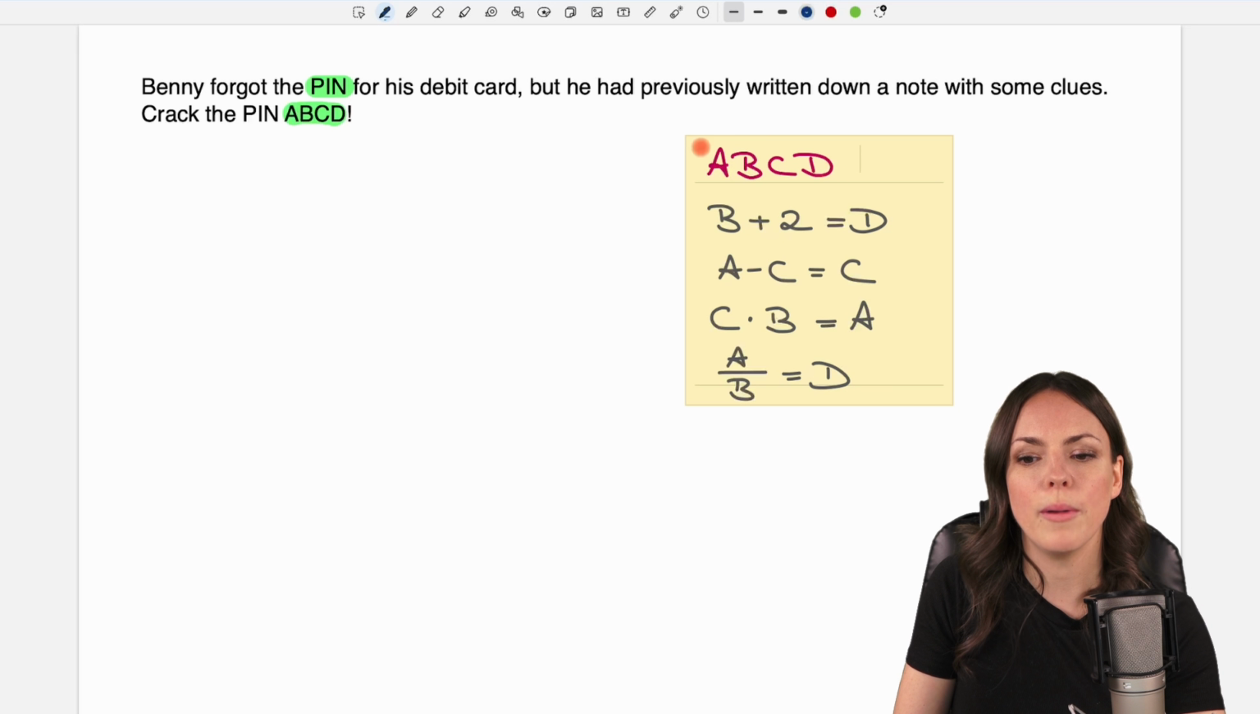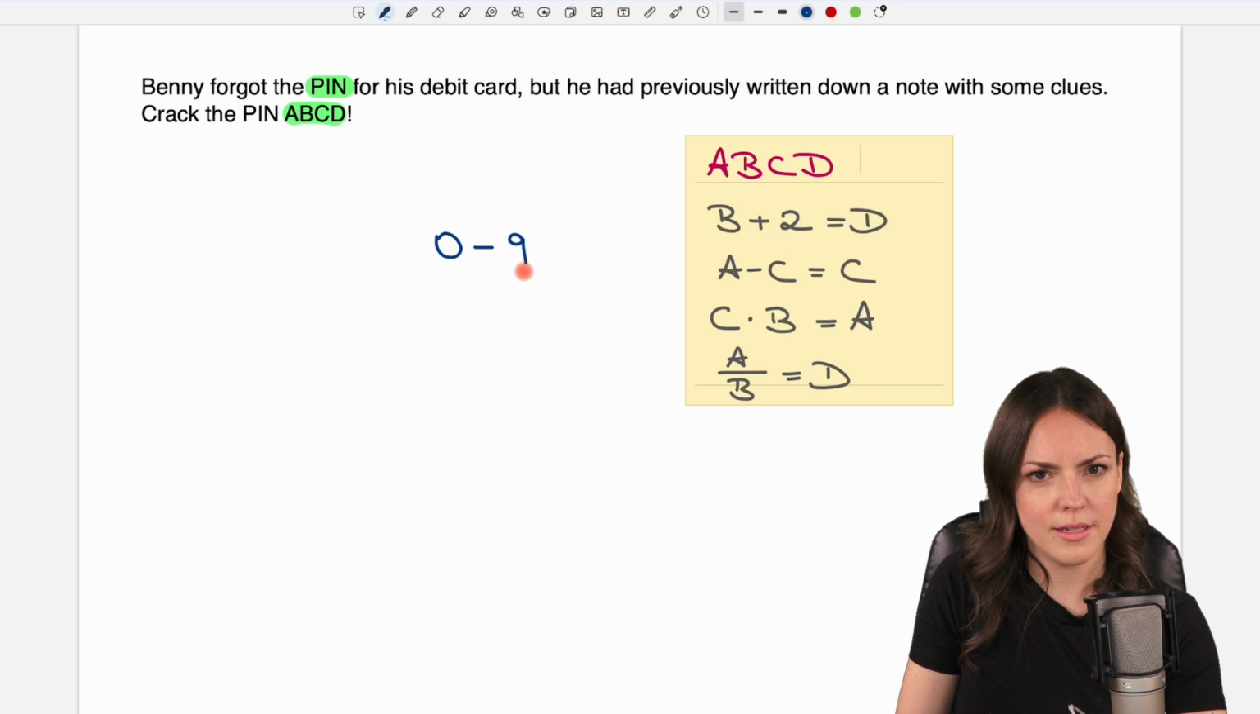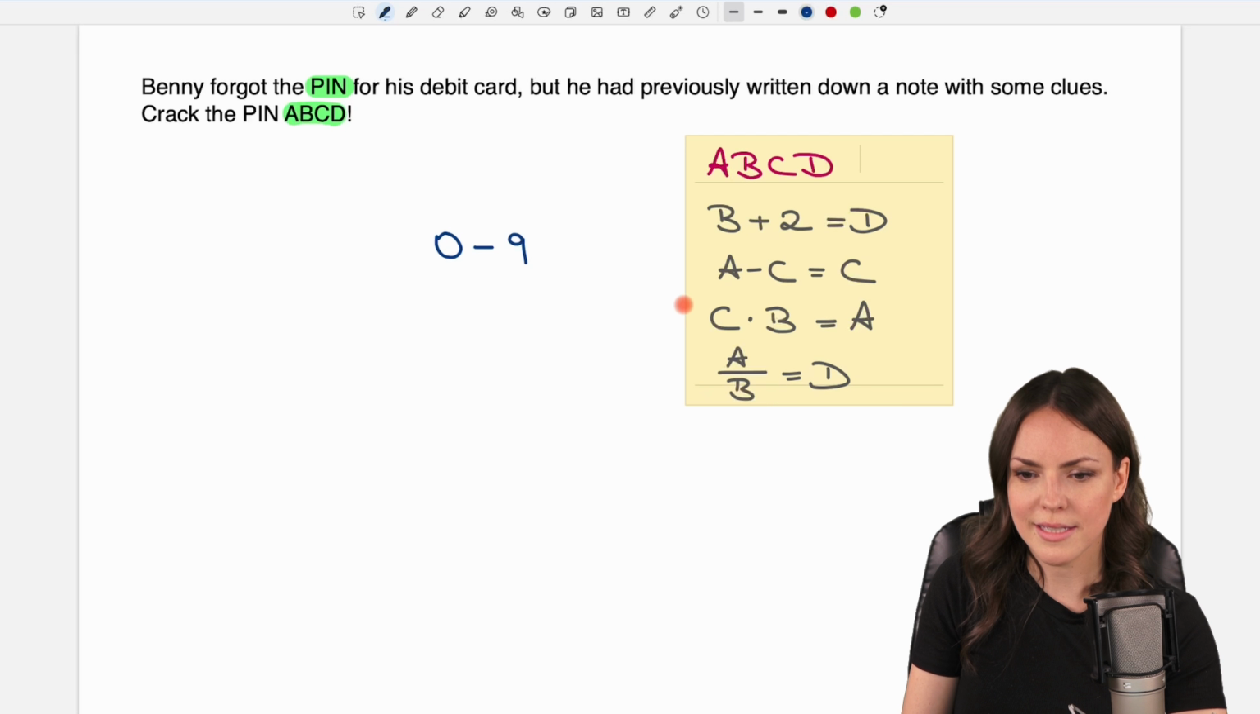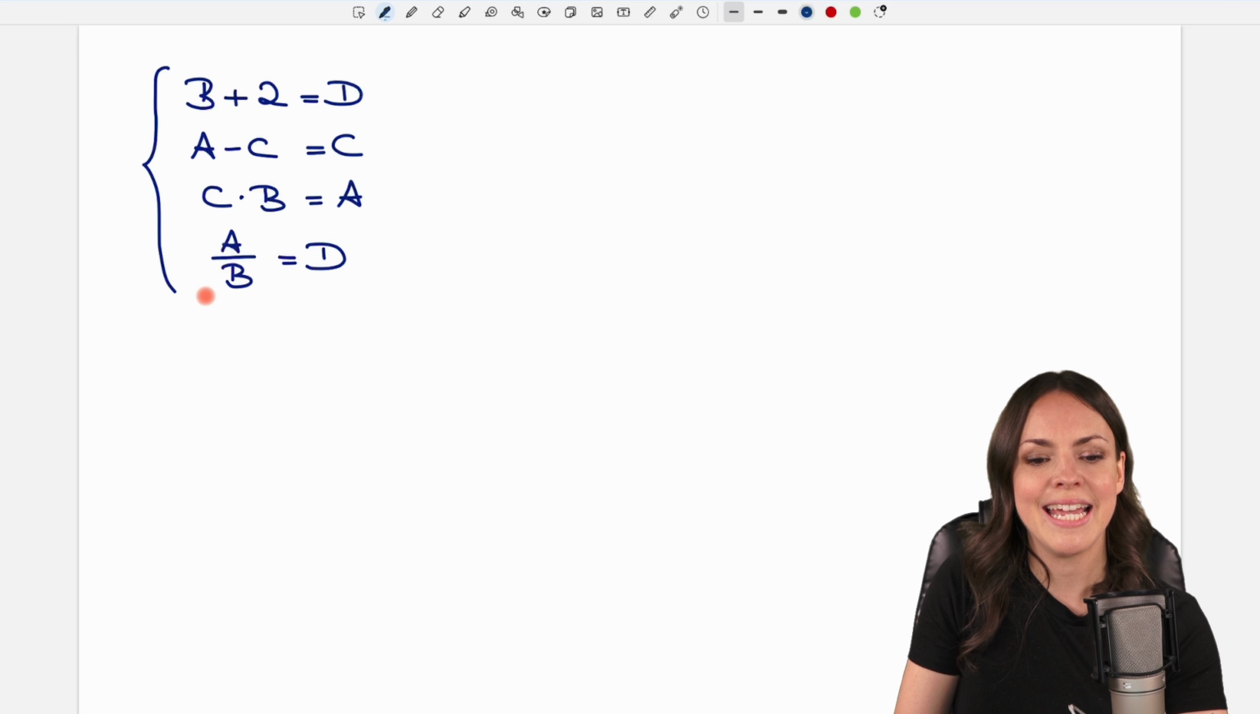What do we know about such a PIN? Well, it's a 4-digit PIN, and each digit is going to be a number that ranges from 0 to 9. So we can keep that in mind, that A, B, C, and D are going to be numbers from 0 to 9. Let's take all our equations, write them in a system of equations, and let's solve this.